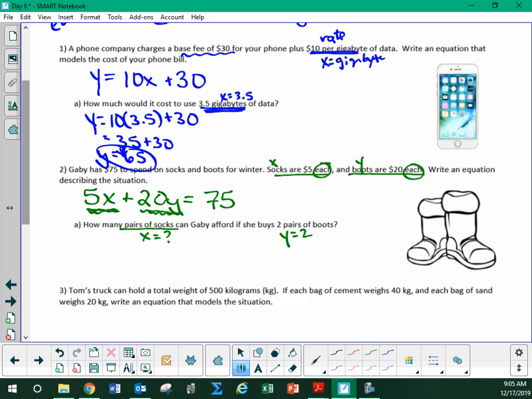Why did you do 2? It says 2 pairs of boots. So it's $20 for each pair. Maybe we should say boots are $20 each pair.